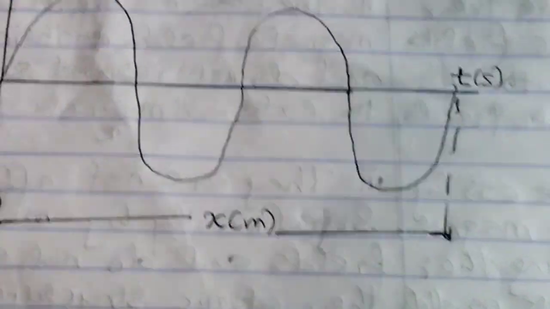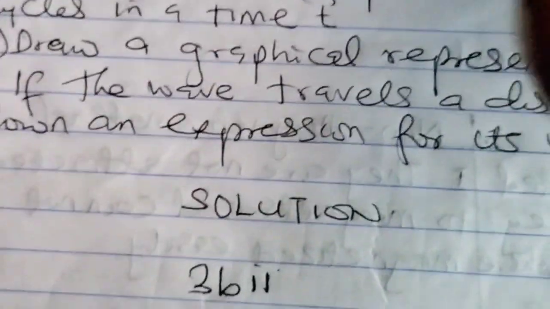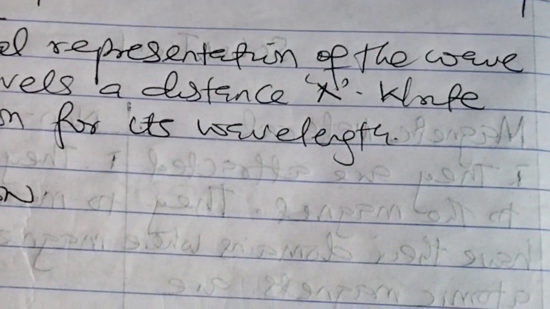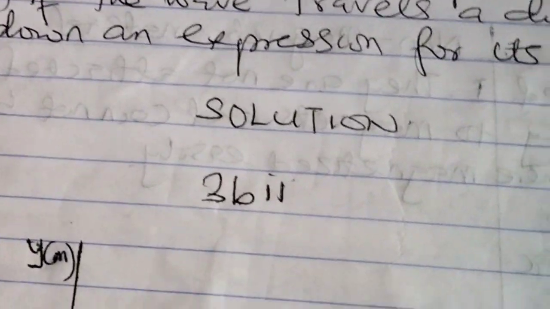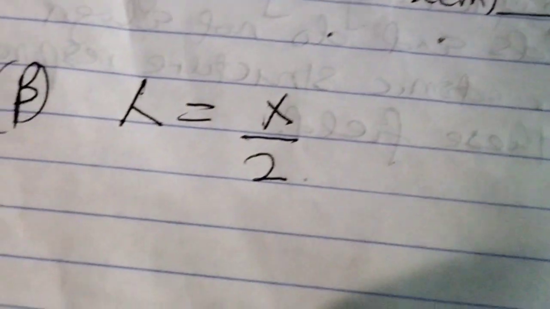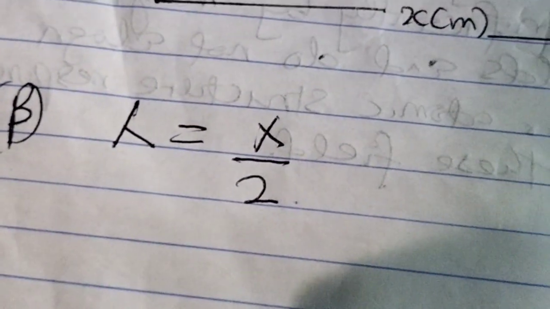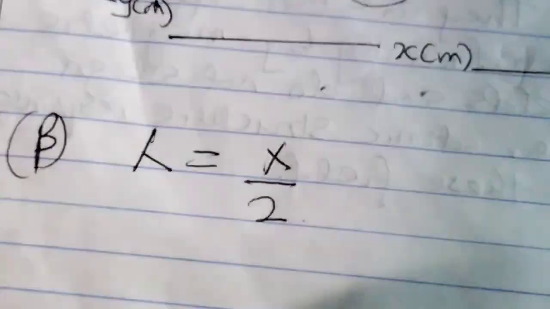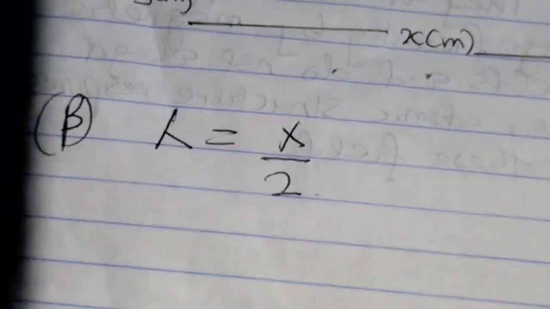Then the B part says if the wave travels a distance of s, write the expression for the wavelength. So the wavelength is given by, as derived, s over 2. So this is the expression for the wavelength of the wave. Wavelength, lambda, equals s over 2.